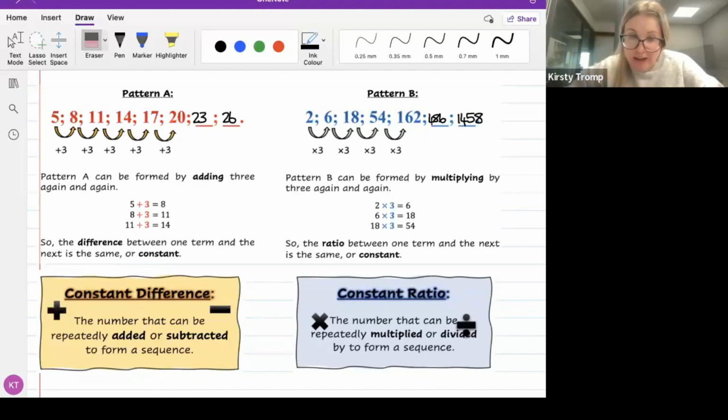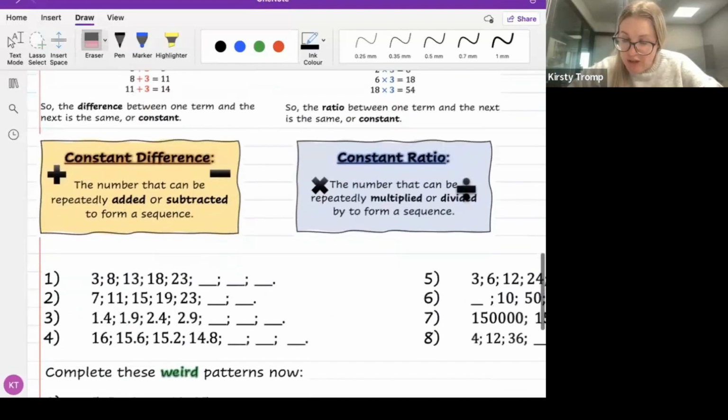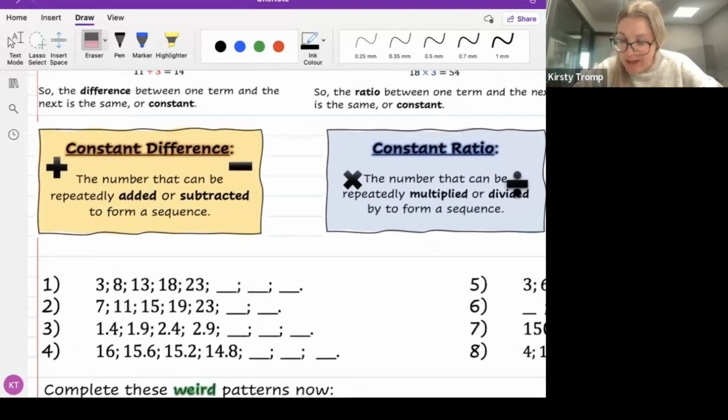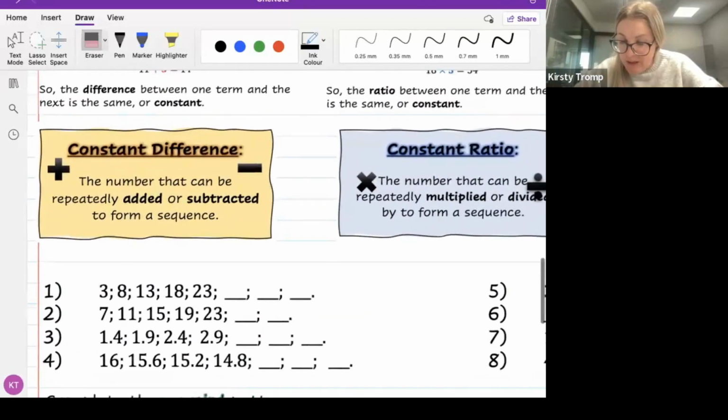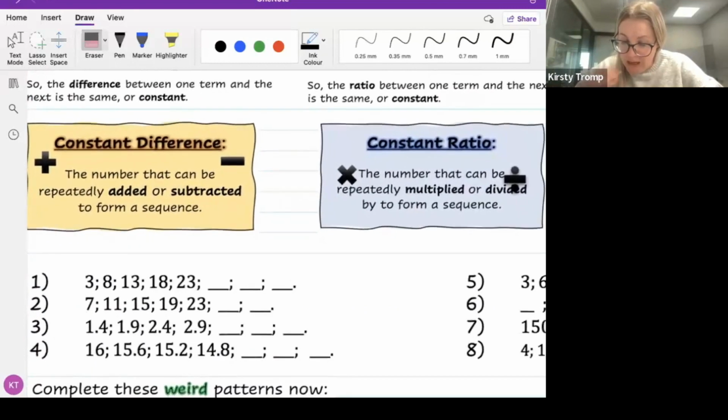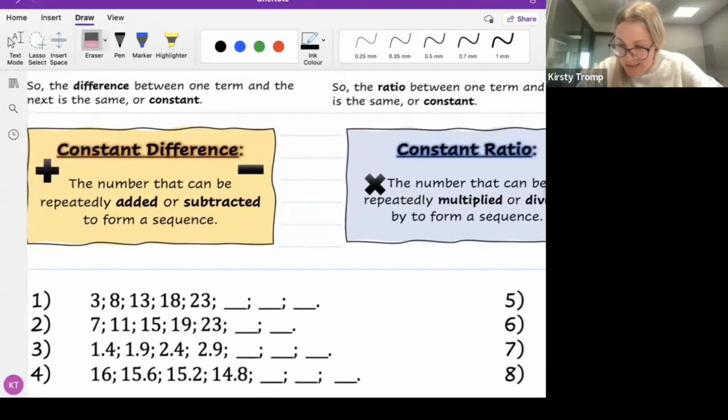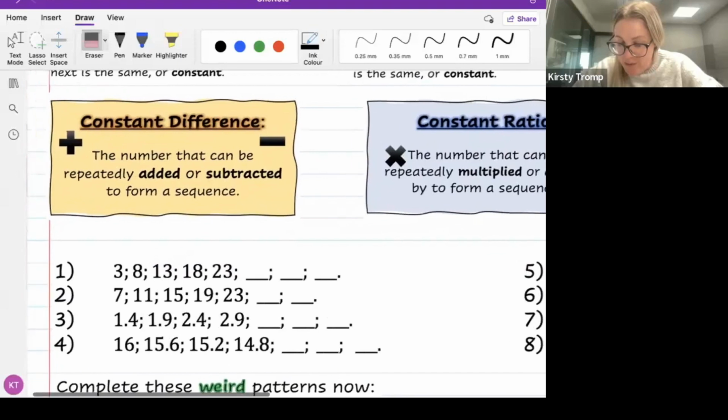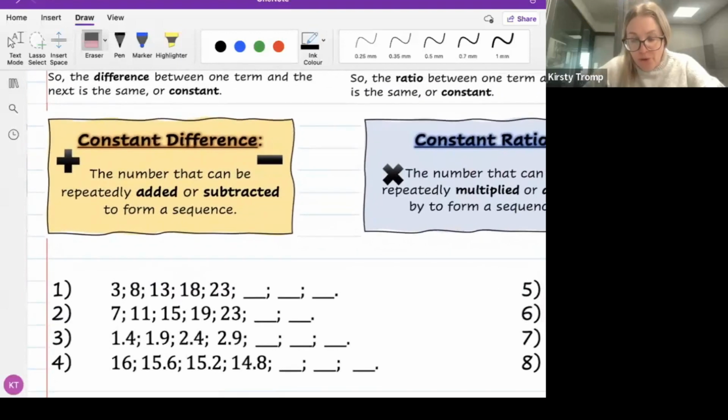All right, hopefully you've had an opportunity to take a screenshot of that. Let's move down and let's practice these now. I'm going to practice the first 2 with you like I normally do, and then I'm going to let you try on your own. I'm going to ask you at the end what kind of pattern you thought this was. Let's have a look at it.